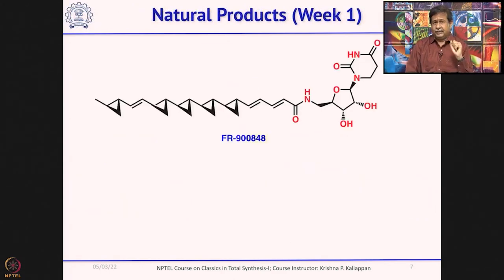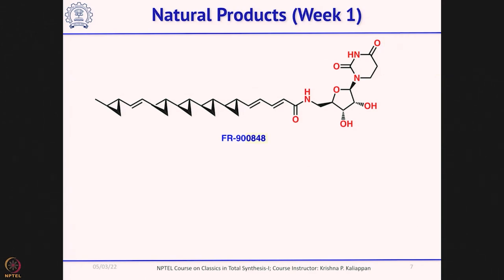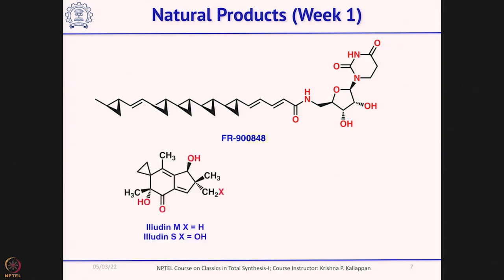So this week, we are going to talk about the introduction. The first two lectures will be mainly on introduction, and from the third lecture onwards, we will start talking about total synthesis of natural products. The first lecture on total synthesis will start with the three-membered ring. When you talk about three-membered rings, there are two natural products which should come to your mind.